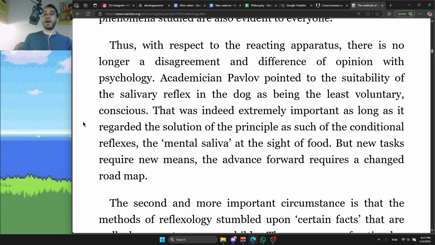Academician Pavlov pointed to the suitability of the salivary reflex in the dog as being the least voluntary, conscious. That was indeed extremely important as long as it regarded the solution of the principle as such of the conditional reflexes, the mental saliva at the sight of food. But new tasks require new means. The advance forward requires a change of roadmap.